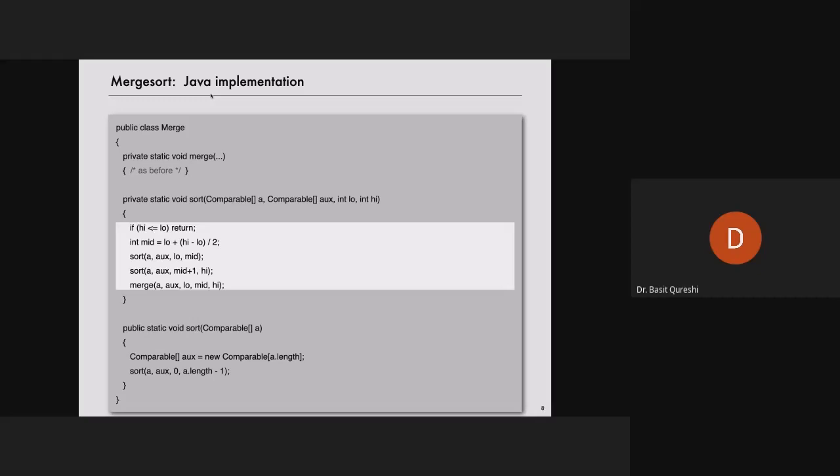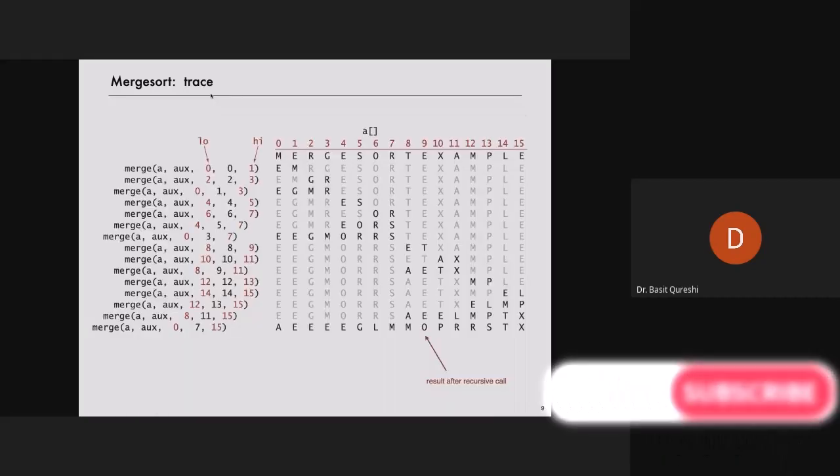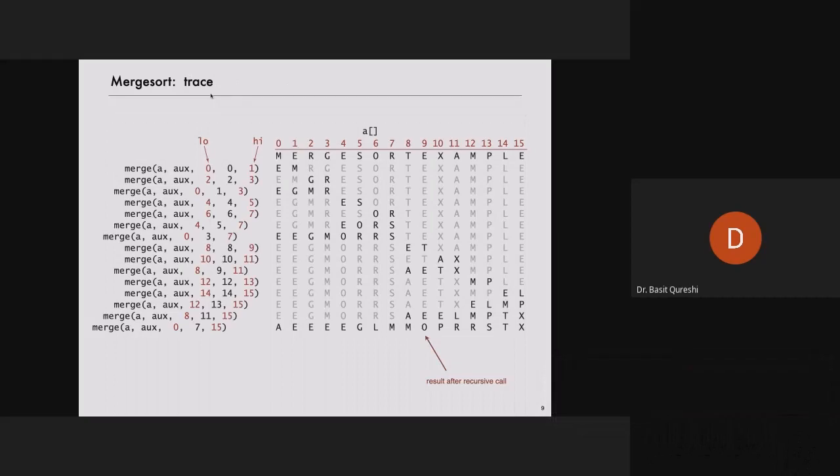So we create a new array of the same size as the original array. And then from here, we're calling the private method, which is an internal method. So we're passing in 4 parameters: the original array, the copied array, low position would be 0, high position would be the size of the array. So that's the entire code for merge sort. Okay, and here's the implementation for that.